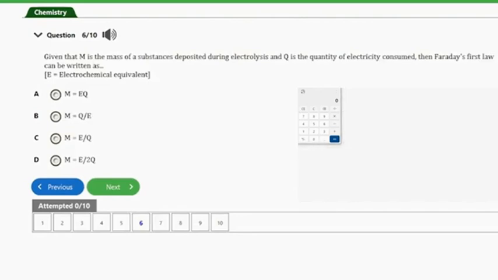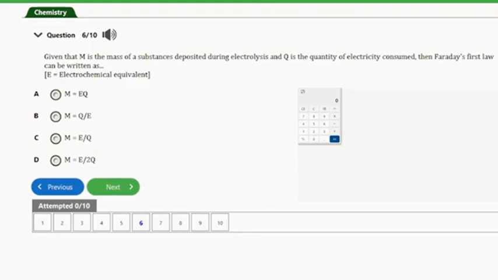That's question number 6 now. So let's check out the question number 6 here. It says, given that M is the mass of a substance deposited during electrolysis and Q is the quantity of electricity consumed, then Faraday's first law can be written as, so we are taking E to be electrochemical equivalent. So we are going to have A, M is equal to EQ, B, M is equal to QE, C, M is equal to E over Q, and then D, M is equal to E over 2Q.